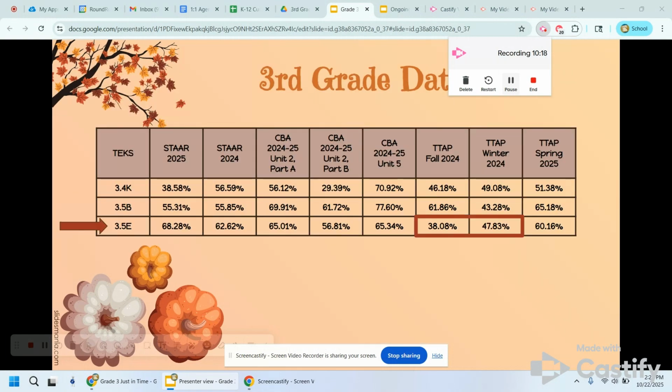And then finally, I'm not going to go over these for 3-5E, recognizing relationships in a table. We do fairly well on that, usually on STAR and our CBAs, which is why I'm not going to take the time and go over that right now. But for some reason, those TTAP questions were tough. I don't have access to what those look like, but just keep that in the back of your mind.